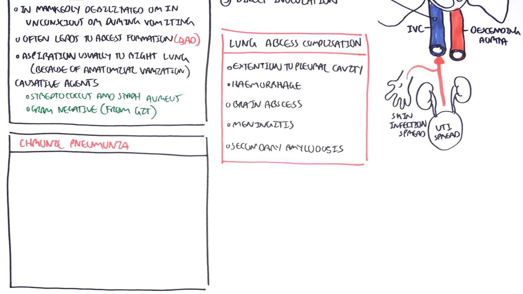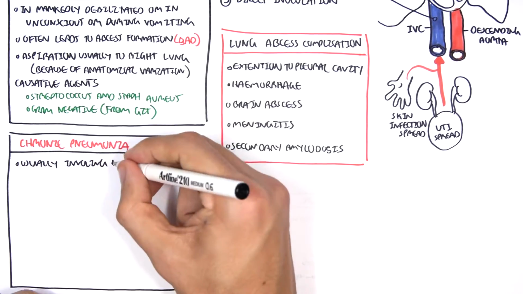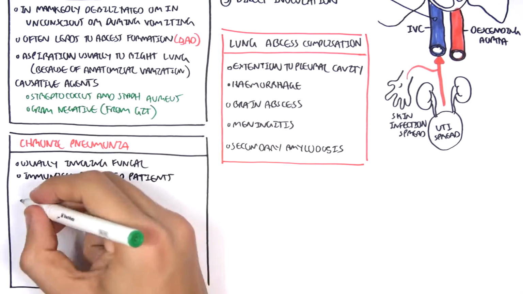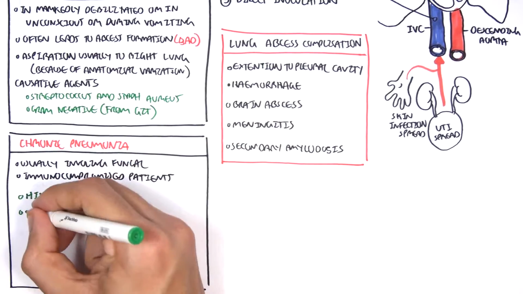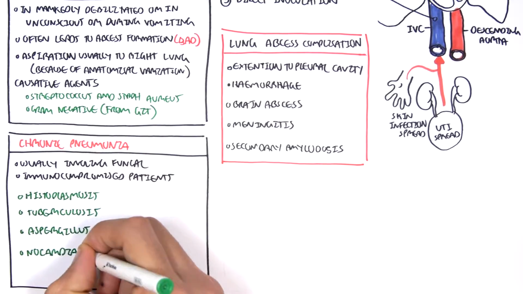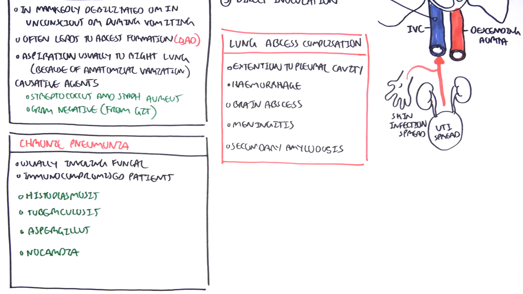Lastly, we will look at chronic pneumonia, and it usually involves fungal causative agents, and occurs usually in immunocompromised patients. Four things for chronic pneumonia: histoplasmosis, tuberculosis, Aspergillus, as well as Nocardia. Okay, so those are the four types we looked at: community-acquired, nosocomial, aspiration, and chronic pneumonia.